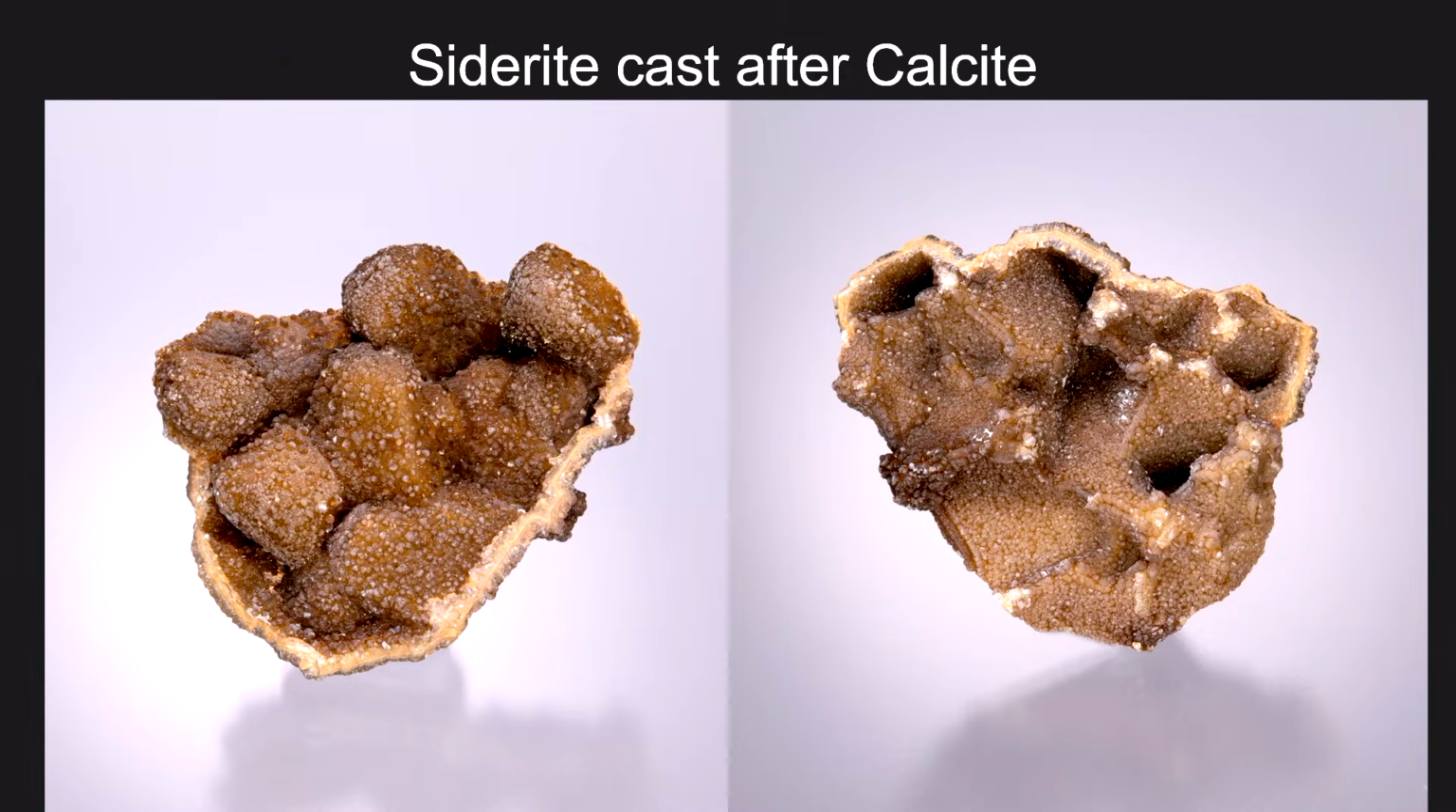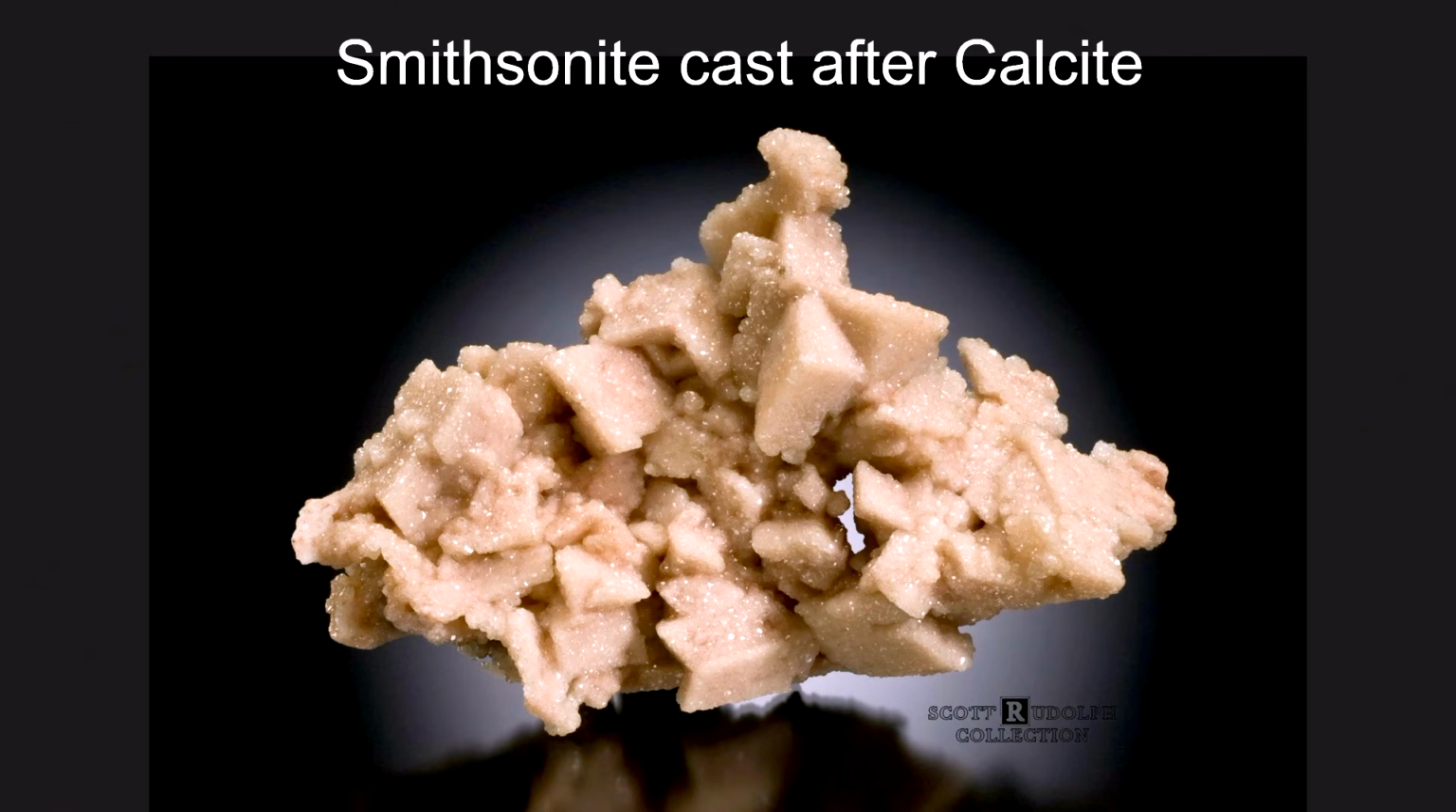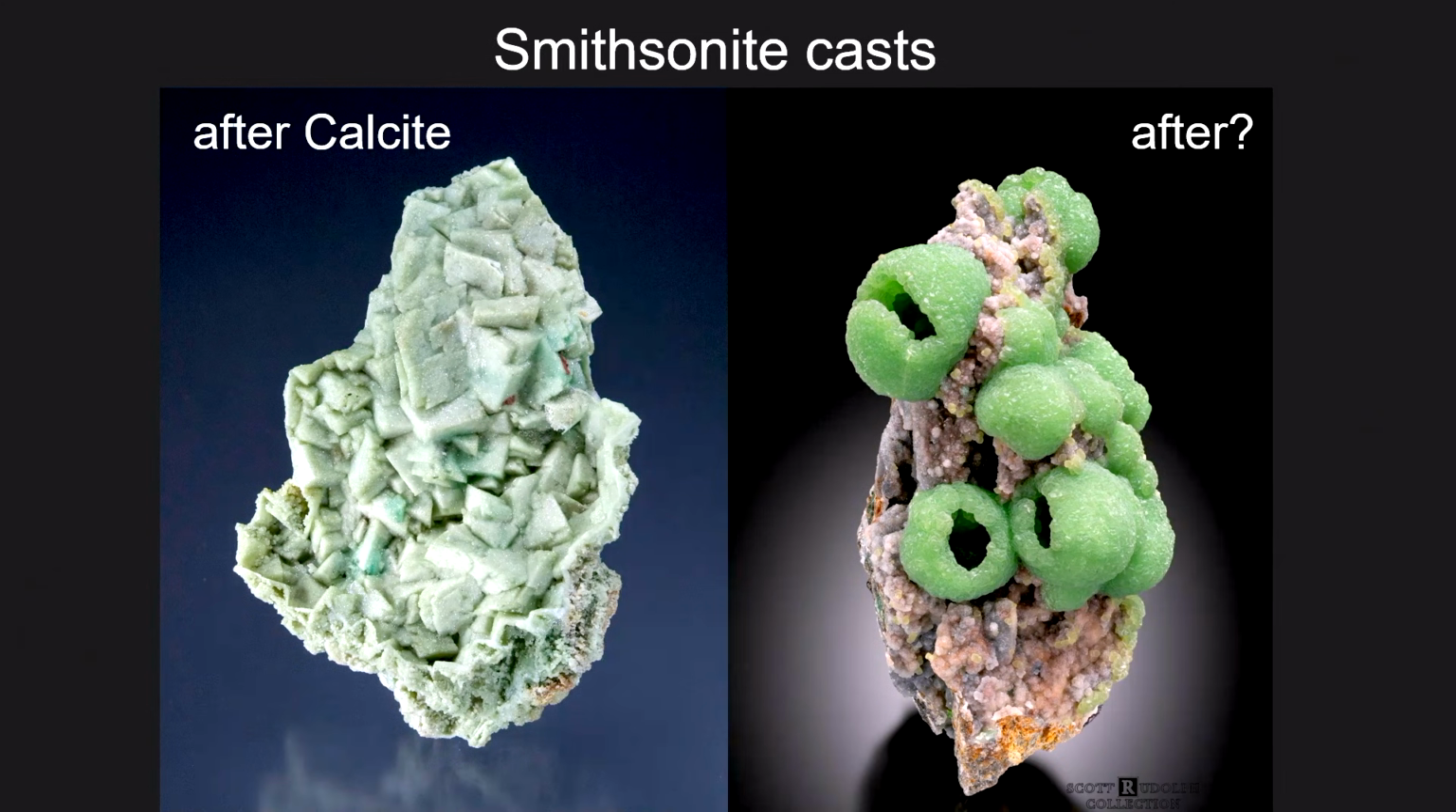Here is a siderite cast after calcite. And here we see the sharp rhombohedral form of the calcite crystals, but this has been replaced by smithsonite. On the left, we see another smithsonite cast after calcite. The piece on the right, it's a bit harder to figure out what exactly was present before these hollow spherical forms of smithsonite formed, but perhaps they were spherical aggregates of calcite crystals.